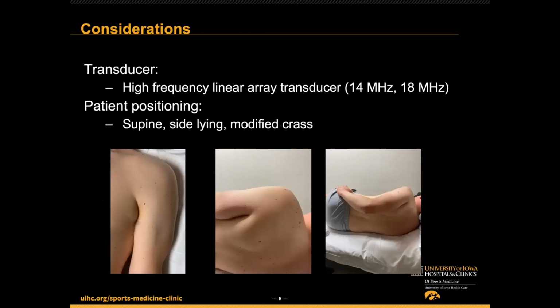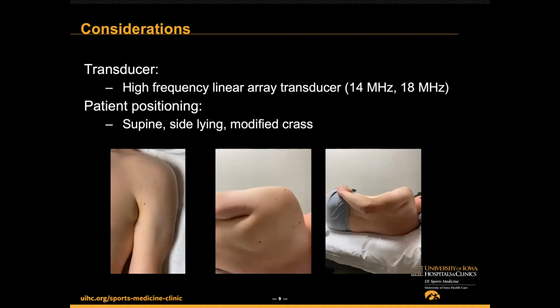Ideally, you're going to start the patient supine with palm in the air, forearm supinated, and then roll them into a lateral decubitus position to look at the posterior shoulder, and then into the modified CRAS where you have them, as is shown here, have them with their hand on their hip and gravity pulling their elbow more medial.